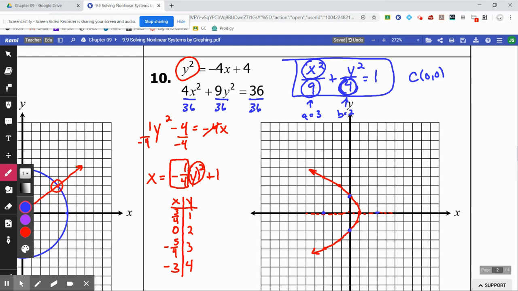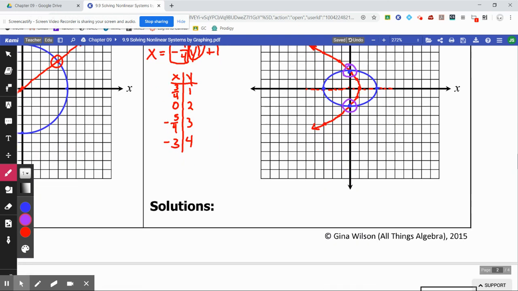You can already see what your points of intersection are, but let's draw our ellipse. Your points of intersection will be here and here, which will be at 0, positive 2, and 0, negative 2, so we could actually just write that as 0 and plus and minus 2.